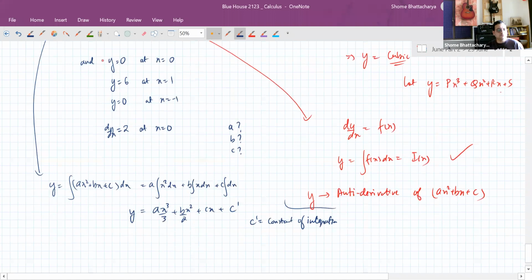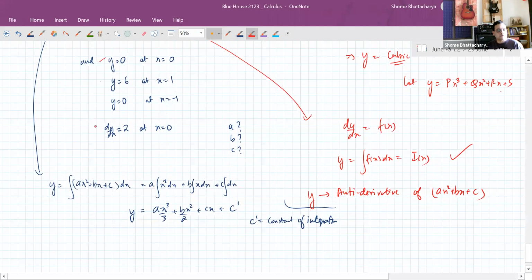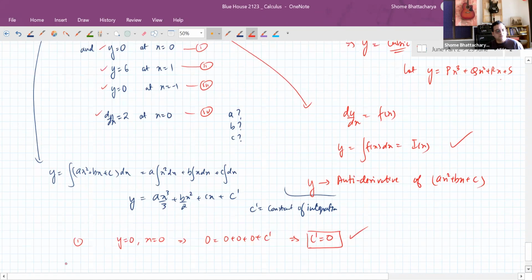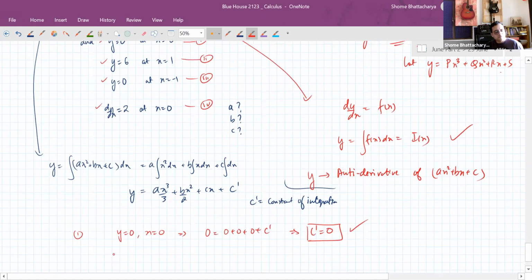So for this, we will use these four conditions. Okay. So this is condition 1, this is condition 2, this is condition 3, this is condition 4. So condition 1 will tell us that y is equal to 0 for x equal to 0. So 0 should be equal to 0 plus 0 plus 0 plus c prime. So our constant of integration is 0. That is the first thing we are getting.